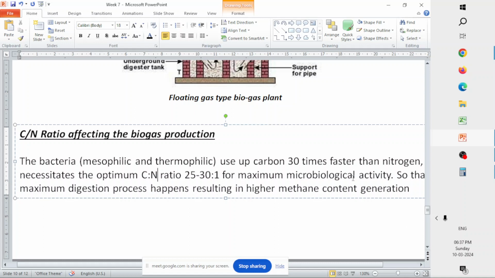This will result in high methane content generation, because if your carbon to nitrogen content is less, bacteria will not be able to take up your biomass, so that will decrease your digestion process, the amount of biomass getting digested. So that in turn will decrease your methane content generation, or it will prolong it. What you are supposed to get in 20 days might take 60 or 80 days. So that is something that we do not want. So your carbon to nitrogen ratio in your biomass sample should be 30:1, so that your maximum microbiological activity can take place.